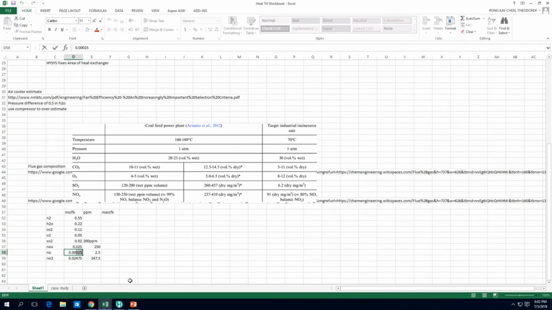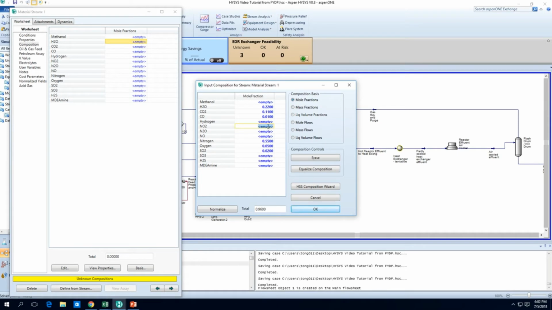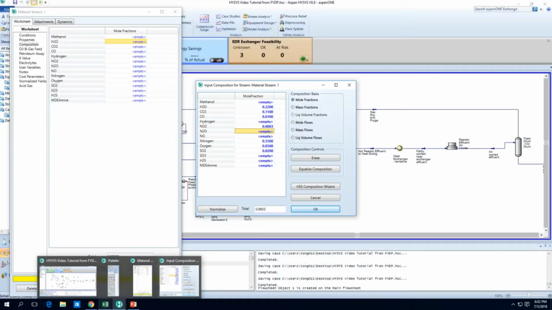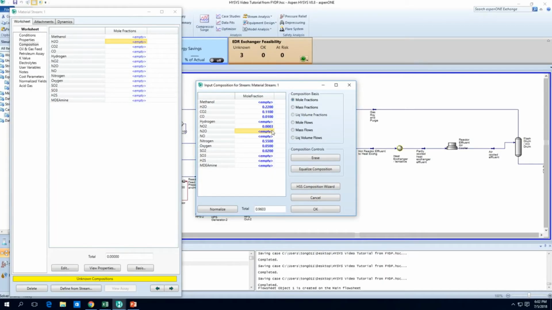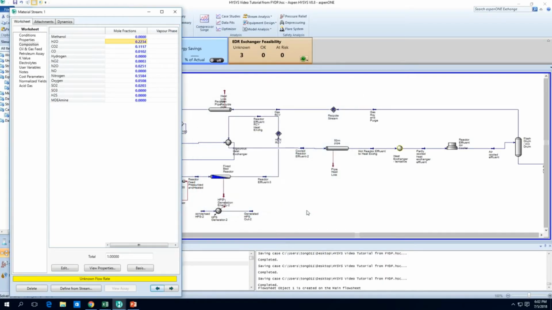So let's take a look. I'm just going to copy this over and paste. Okay. And NO will be here in Excel. Okay, this should be NO2. This is NO. Yep, and there you go. That's our flue gas composition, roughly.